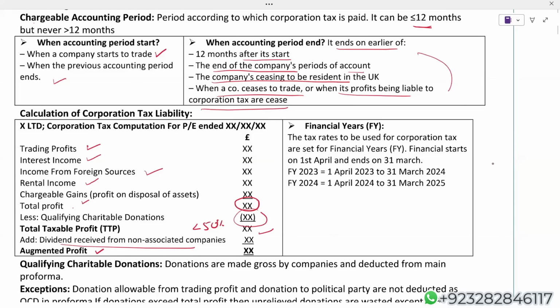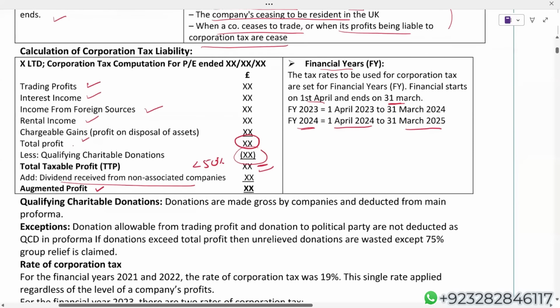Actually, the tax rate is decided on the basis of augmented profit, but the tax rate is applied to taxable total profit. When it comes to corporation tax, we follow financial years. When it comes to individuals, we follow the tax year. Just a slight difference. A financial year starts on 1st April and ends on the next 31st March. Financial year 2024 starts on 1st April 2024 and ends on 31st March 2025.